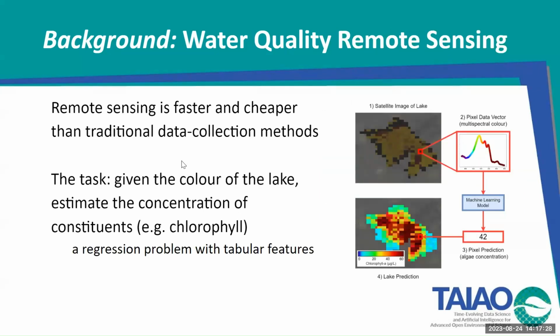And so the task I'm working on is trying to see if we can use remote sensing, which in this case is using satellite data, to try to predict the concentration of certain interesting constituents in the water, such as chlorophyll, which is an indicator of the health of the water. More specifically, the task is, given the color of the lake, so we're looking at a per pixel basis, we're not looking at images because of the spatial resolution. We're looking at the color of the lake, and more than just red, green, and blue, the satellites measure light in lots of different frequencies. And we're trying to predict the concentrations of these constituents of interest. So this is a regression problem with tabular features.